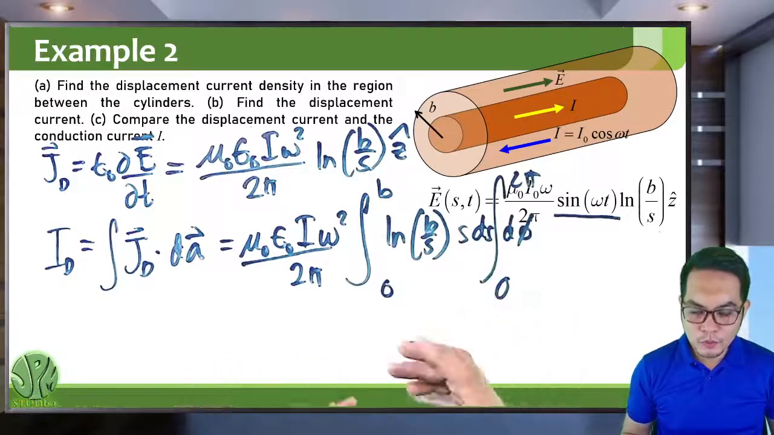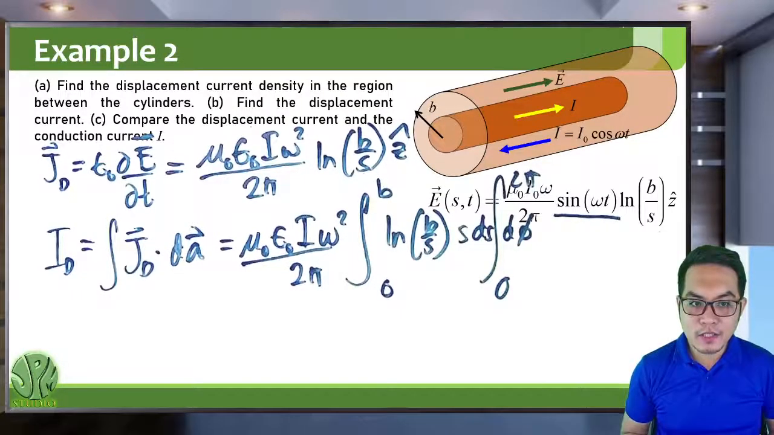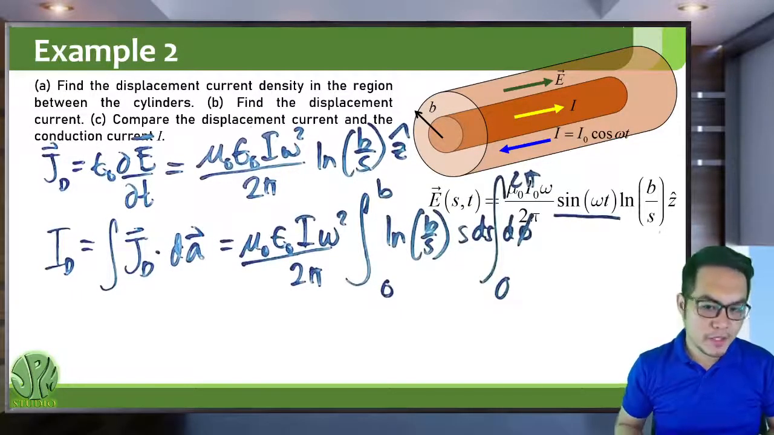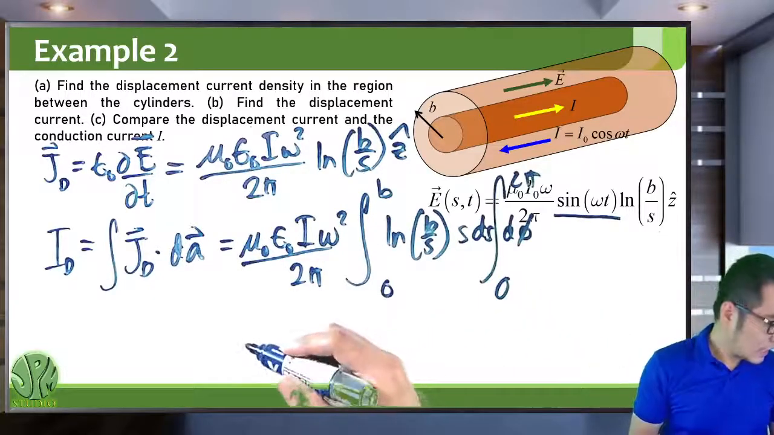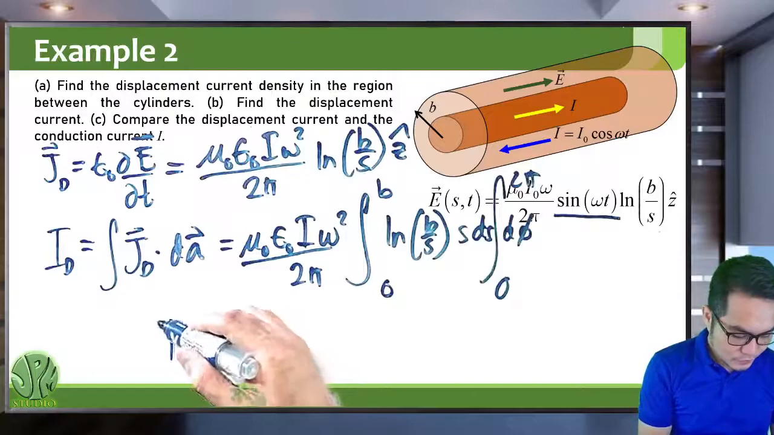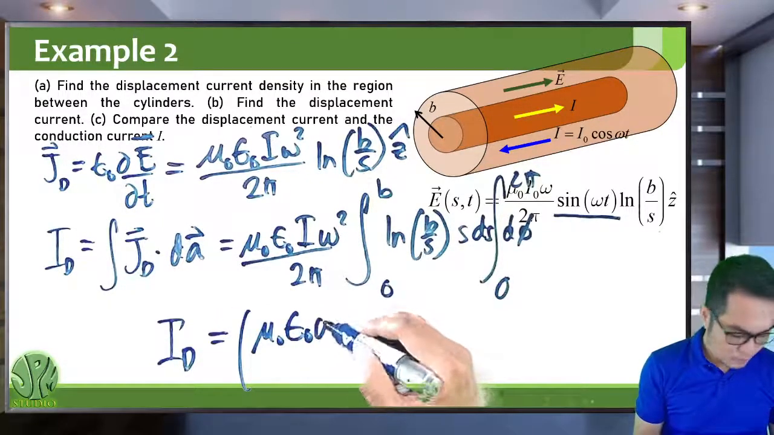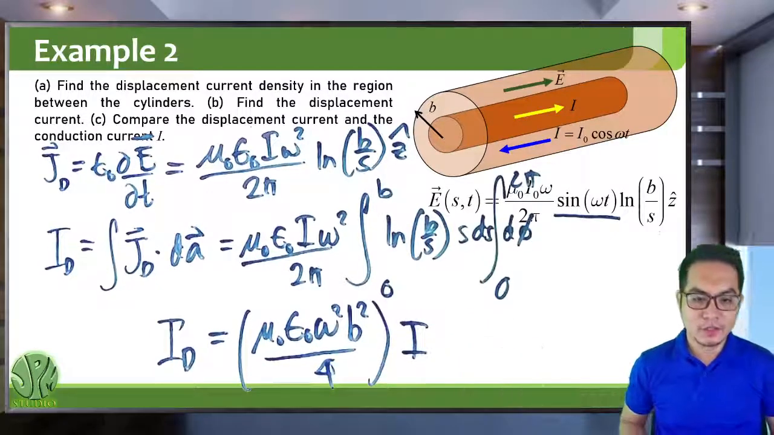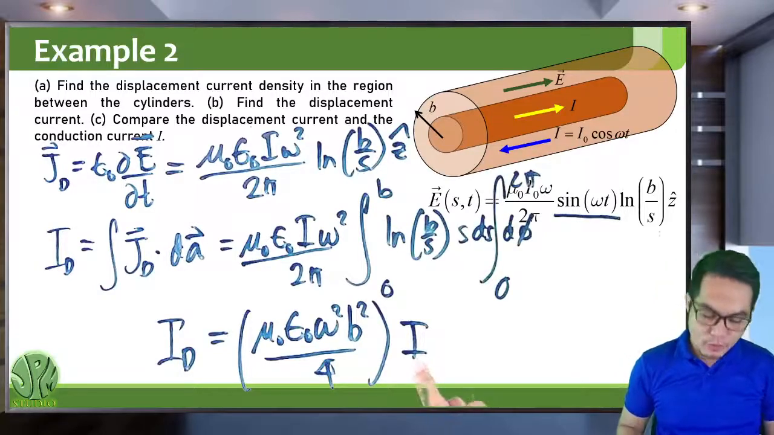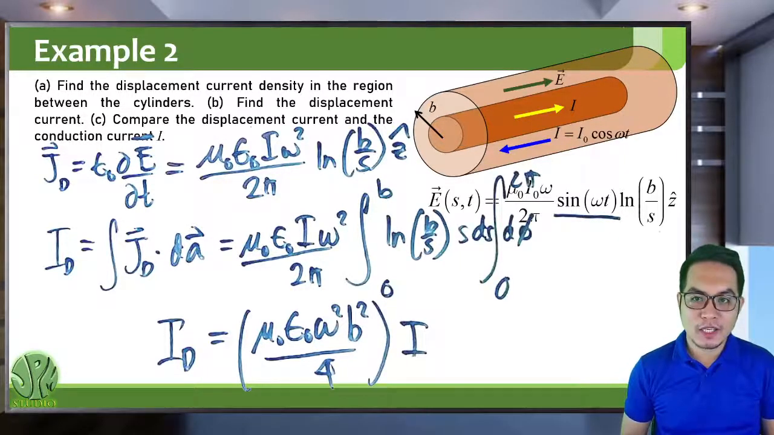So you can search for integral formulas, but actually you can do integration by parts in this part here for the differential over S, and you will get a value of, so I_D is equal to mu naught epsilon naught omega squared B squared over 4 times I. So the displacement current is a fraction of the conduction current.